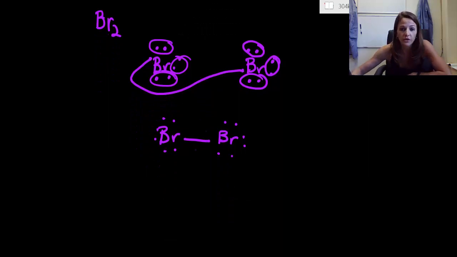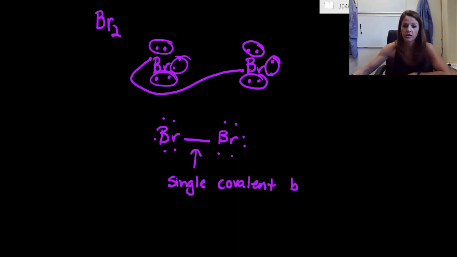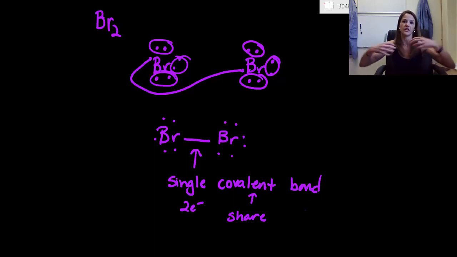Now we can look at that bond and put a name to it. That is considered a single covalent bond. Single means they're sharing 2 electrons. Covalent means they're sharing. And a bond just means you're bringing 2 elements together and they're having some kind of electron exchange. So this is considered a single covalent bond.